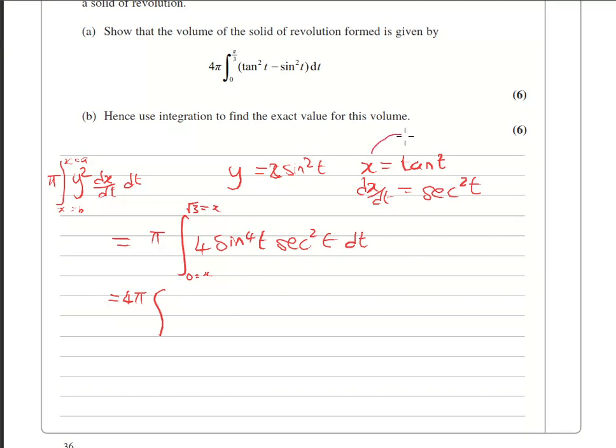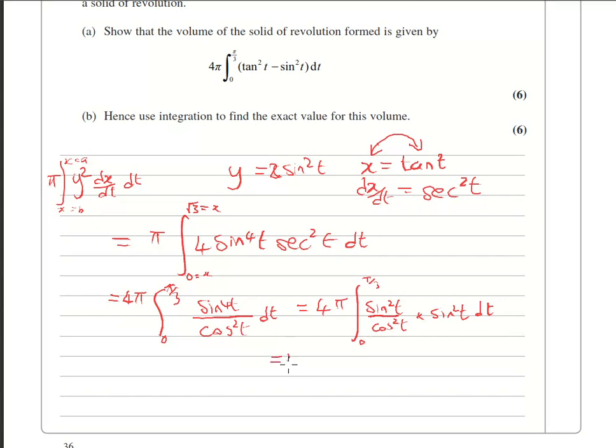Now to convert from x to t, we're going to use this equation. If x is root 3, arctan of root 3 is pi over 3, and arctan of 0 is 0. So we get the limits the same as what they're given in the question. Then we've got sine to the power of 4 t, and sec squared t is 1 over cos squared t, so I'm going to write it as over cos squared t dt. That gives me sine squared t over cos squared t, that's my tan squared, times sine squared t dt between pi over 3 and 0.